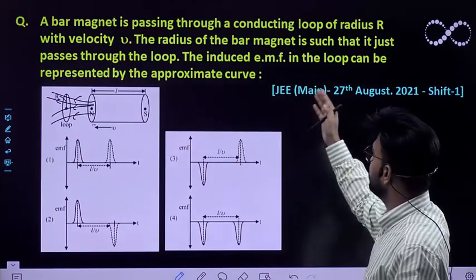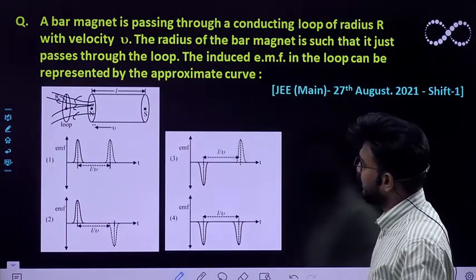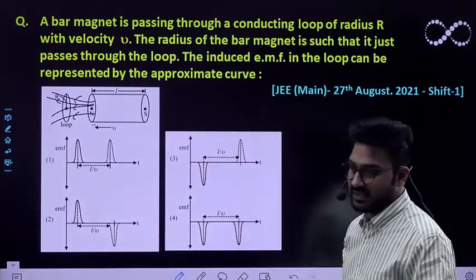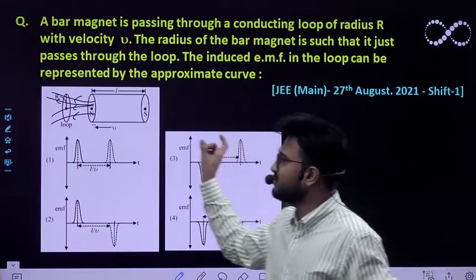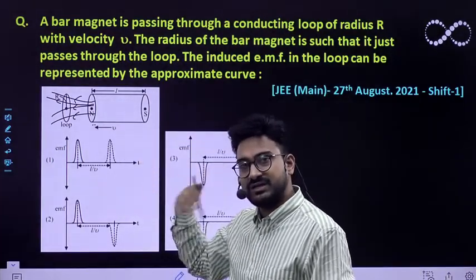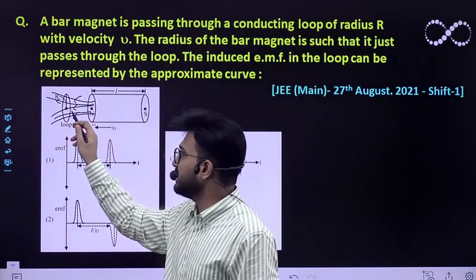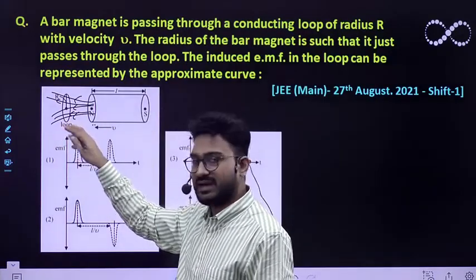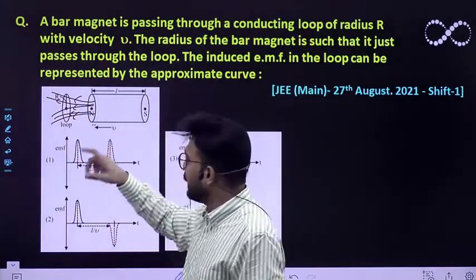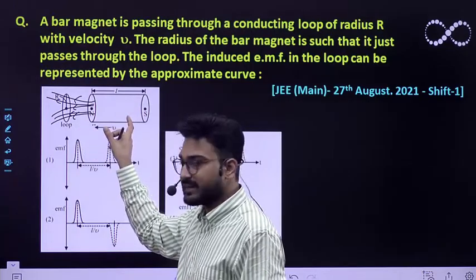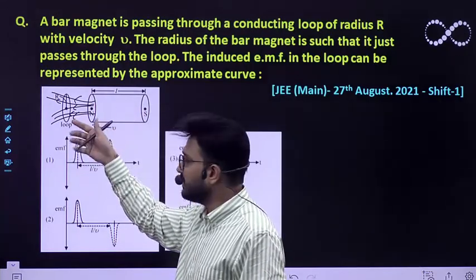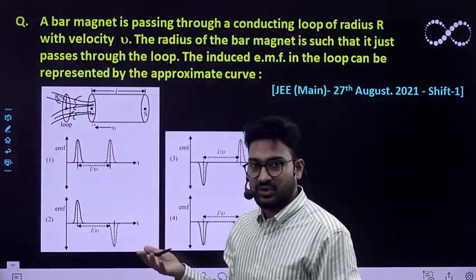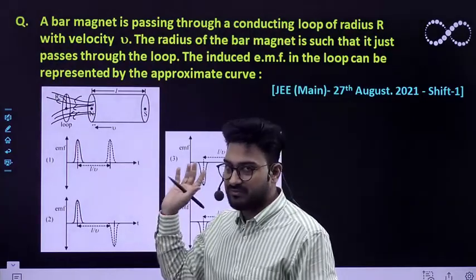Now the induced EMF in the loop can be represented by an approximate curve. Which curve, first, second, third or fourth, would be the correct curve? While entering, the magnetic flux is increasing because the number of field lines crossing this area keeps on increasing. When the magnet is far away, the magnetic field lines entering this loop are few, and as the bar magnet comes towards the loop, the total magnetic field lines crossing this area keep on increasing. So the flux is increasing, and a change in the flux is there, so an induced EMF will be there.